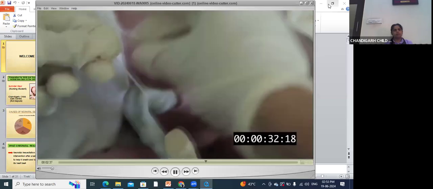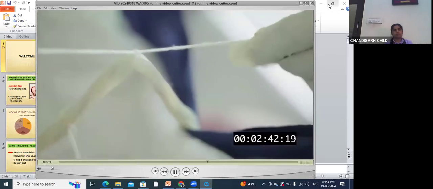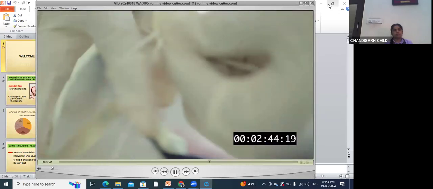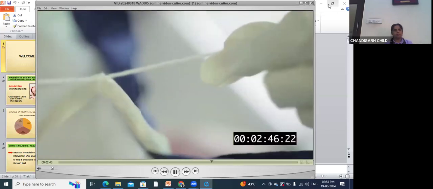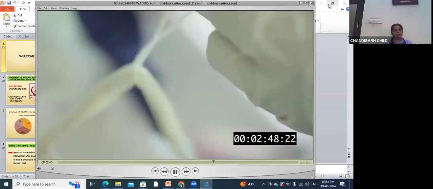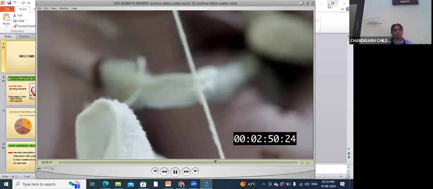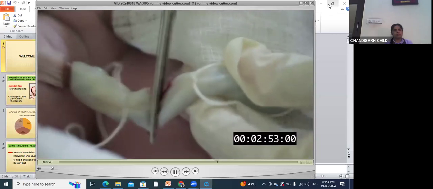Cord clamp or tie. After the cord has stopped pulsating, place 2 ties or clamps tightly around the cord at 2 centimeters and 5 centimeters from the umbilicus. Cut the cord between the ties.